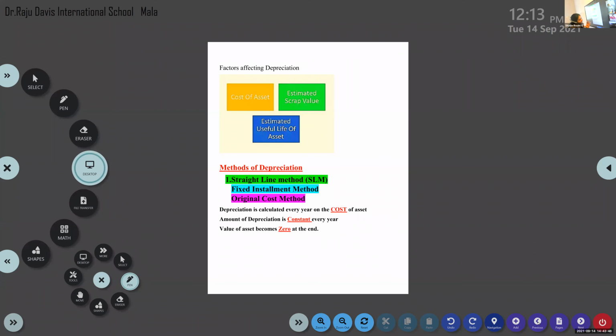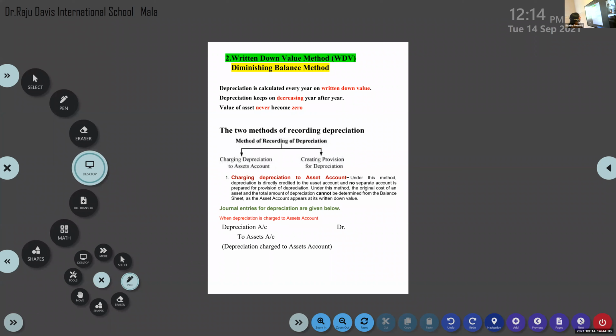So we know what is depreciation, and the next one was the methods of depreciation. Which are the various methods by which we find out depreciation? That was straight line method and written down value method. Now, the accounting treatment. Accounting treatment means how is this depreciation recorded in the books of accounts? In the books, how do you record this depreciation?